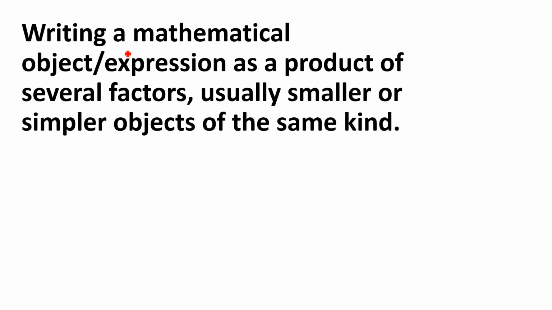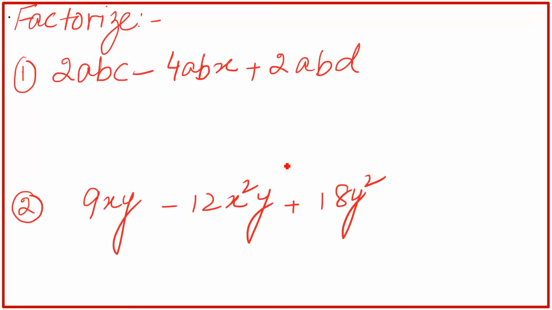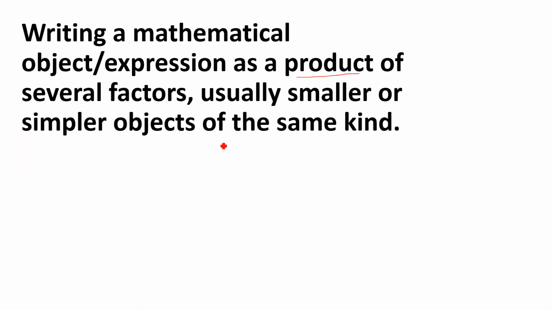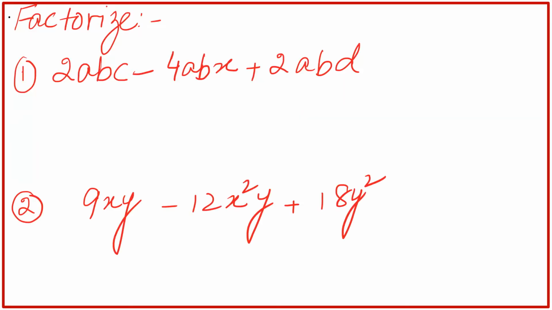Factorization actually is writing a mathematical object or expression as a product of several factors. Product means multiplication, usually smaller or simpler objects of the same kind. Whatever questions in the next slides we are going to solve, we have to write these questions in a simpler form, right? So same thing here, simpler objects, or usually we write as the product of several factors. But when we multiply those factors, the answer will be the same as the question we started with.